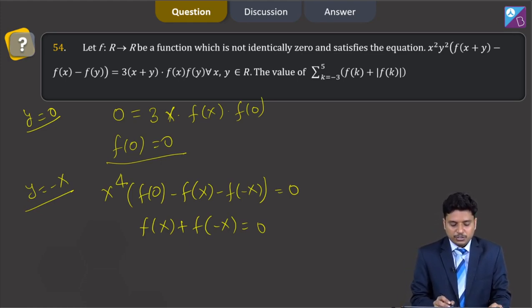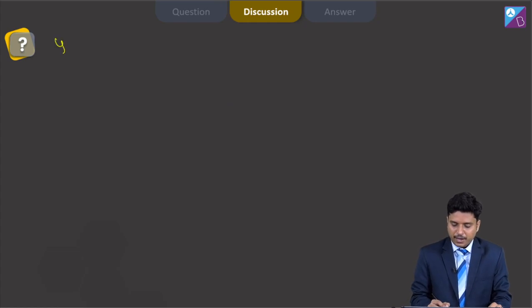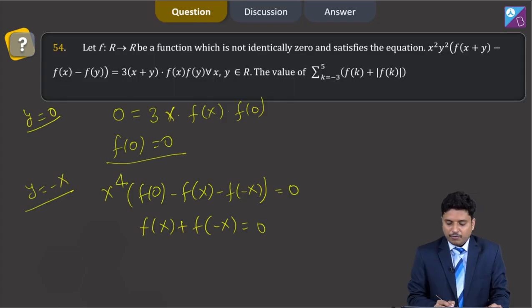So y equal to 0 has given us f0 equal to 0, y equal to minus x has given us that fx is an odd function. Now if we put y equal to x in the given expression, what will we get?